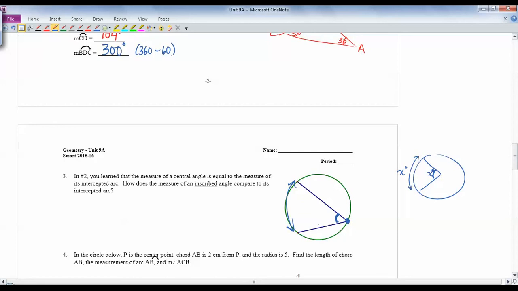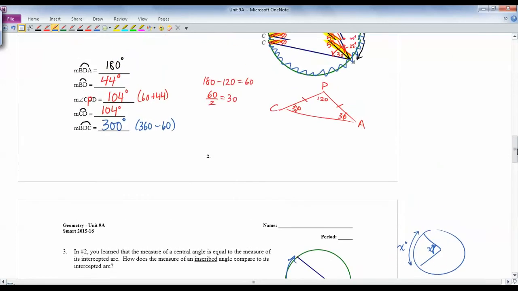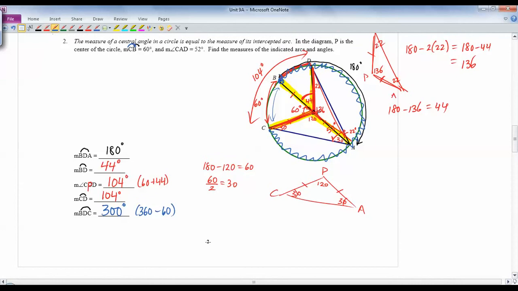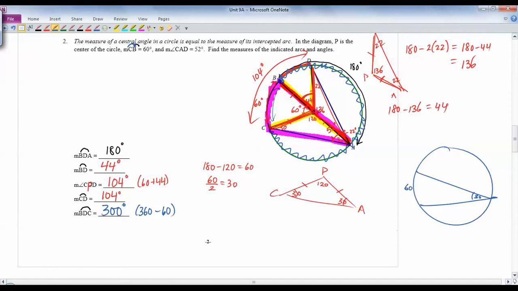But if we go back to number 2, we've got some examples to look at. So let's highlight a few of these. Here's an inscribed angle right there, and the arc that it carves out. So if I draw that by itself, this angle is 30, and this arc is 60.